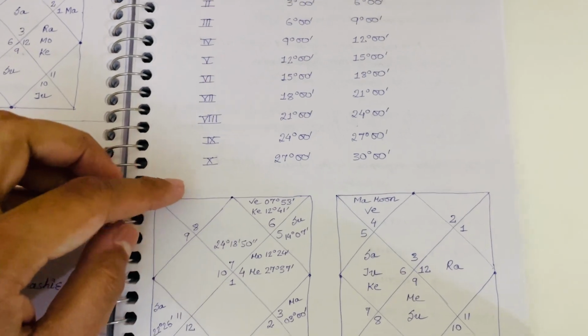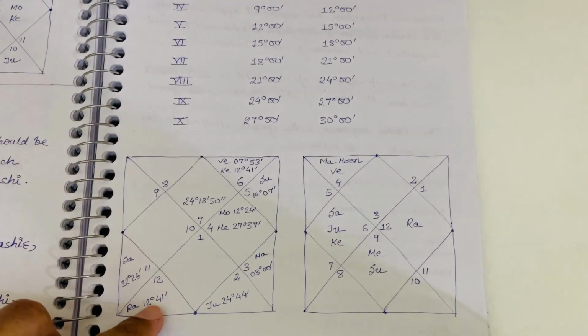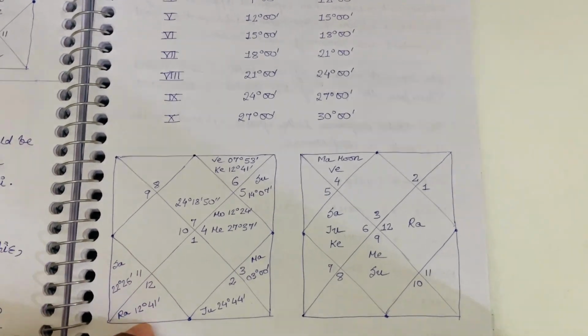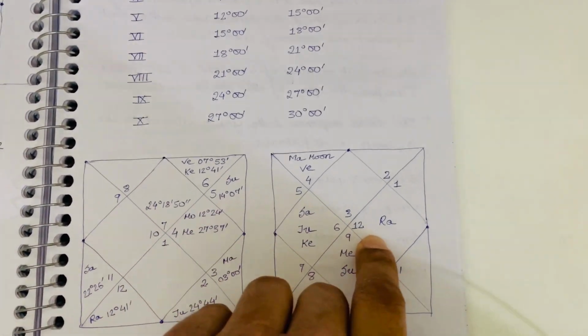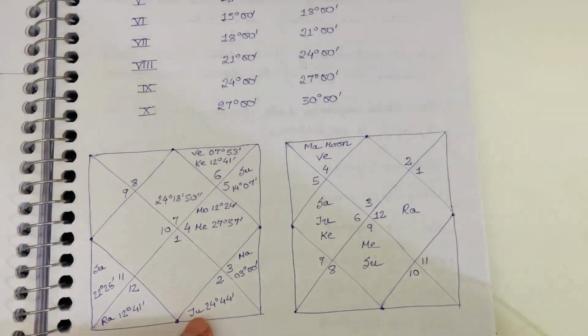So from here you count 5: 1, 2, 3, 4, 5. So Rahu will remain in the sign of Pisces in the Dasamsa chart. Alright. Now let's come to Jupiter.